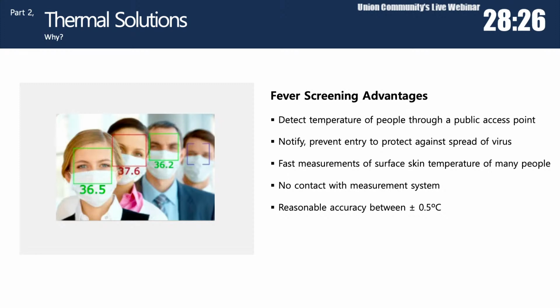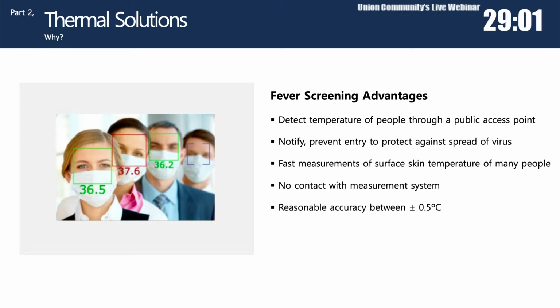Mainly people want to detect temperature of people through a public access point. Public access point means the person's not registered, and I'll show you a demonstration after. They don't have to be registered in the system. It's going to go over some fever screening. You'll see everywhere, probably everywhere that you go to these days that has some kind of temperature detecting device. That's what it means by public access point. And also you may want to use it for notify or prevention of entry of people who are potentially sick, who have a high fever.